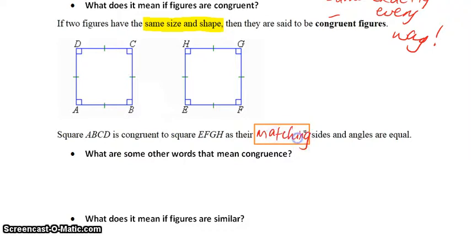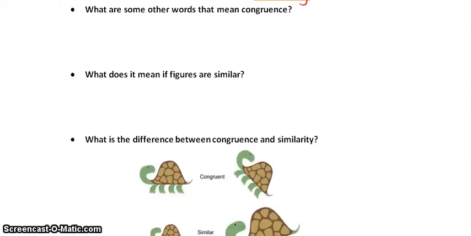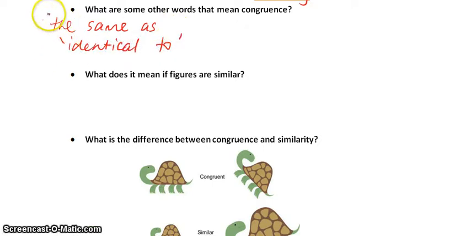And I want you to fill that in there. Matching sides and angles are equal. So to show something's congruent to something else, you have to show that their matching sides and angles are equal. Now what are some other words that mean congruence? Well, another word for congruence could be the same as, or it could be identical to. Sometimes we even use the word equal to, but equal to in every way.